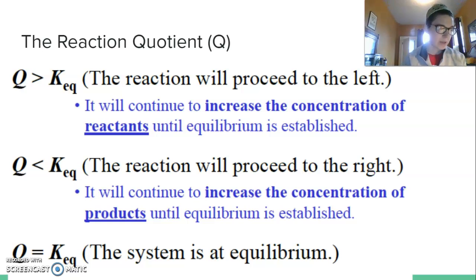Okay, so remember, if Q is greater than K, that means the concentration of the numerator, or products, is larger than that of the denominator. And if Q is less than K, that means the numerator is less than that of the denominator. So that means that there are more reactants than products, so more products will be produced.